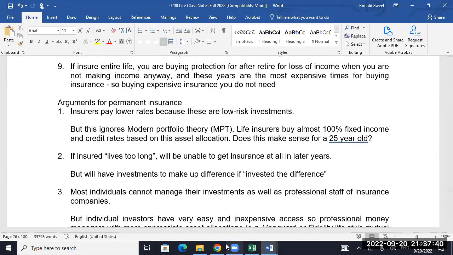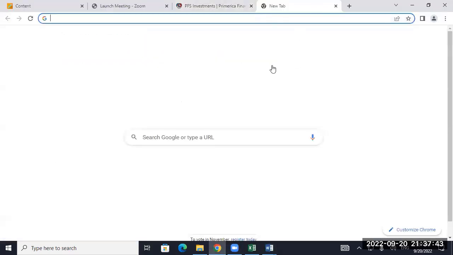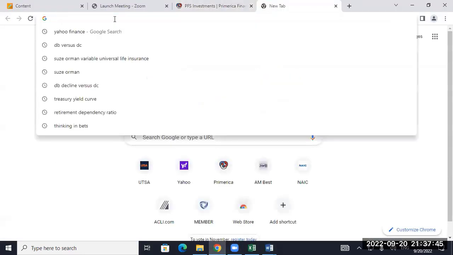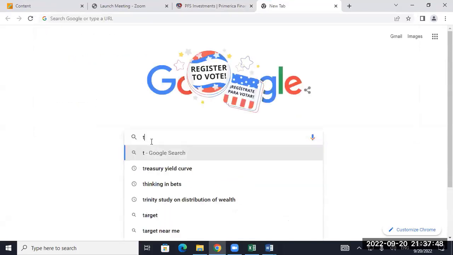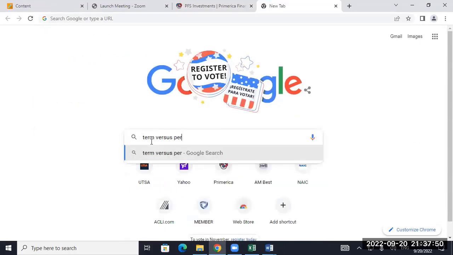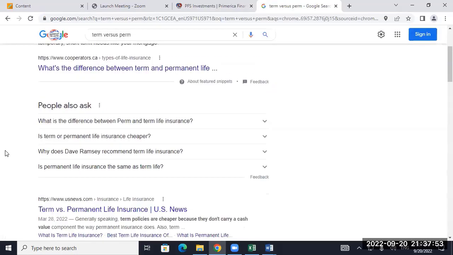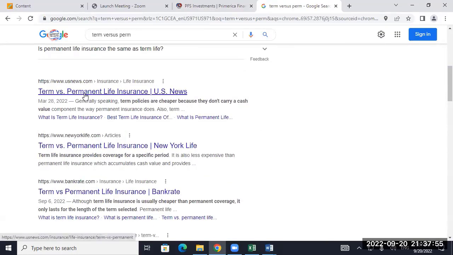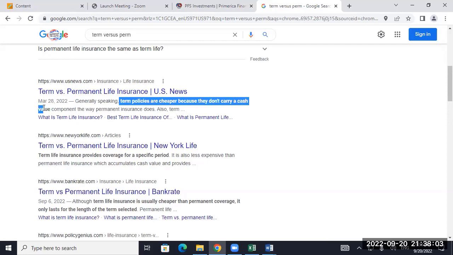Questions on that? Let's see what comes up here first. U.S. News: generally speaking, term policies are cheaper. Is that really just generally speaking? If you buy them at the same time, term is always going to be cheaper, unless you're buying from two different companies and one's really a bad company.